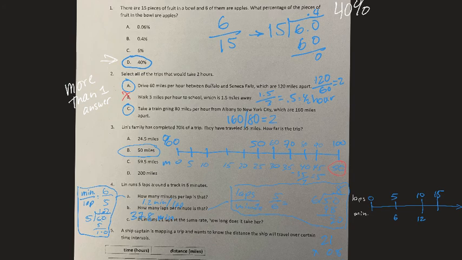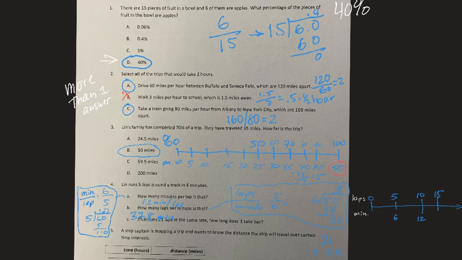Letter B, walk 3 miles per hour to school, which is 1.5 miles away. I'm walking 1.5 miles going at 3 miles per hour. So it's going to take me 0.5 hours or a half hour. That is not a correct answer because that is not a 2-hour trip.